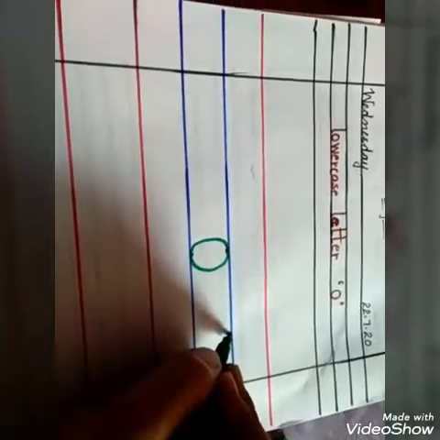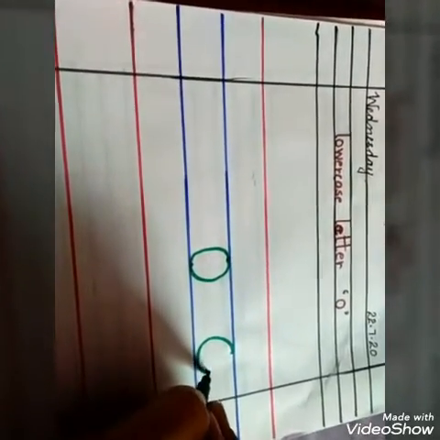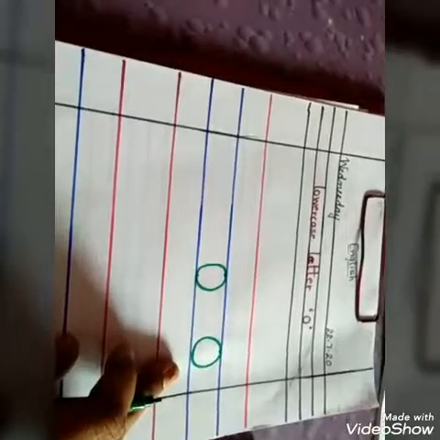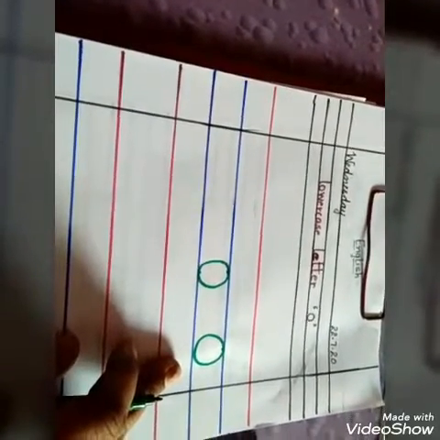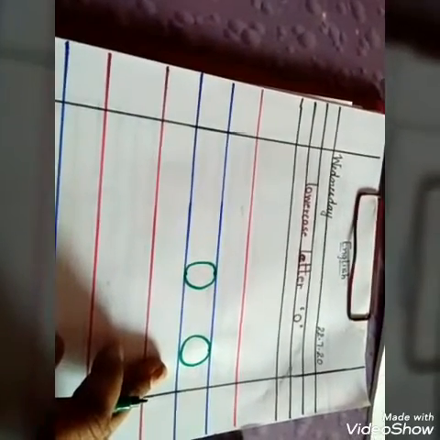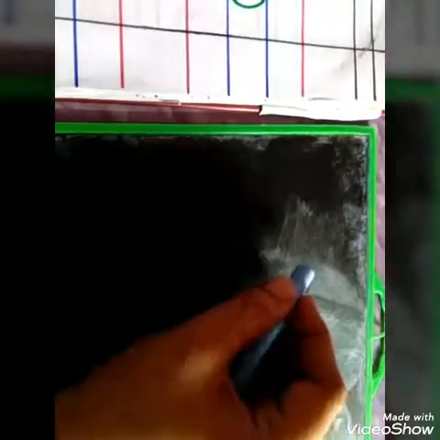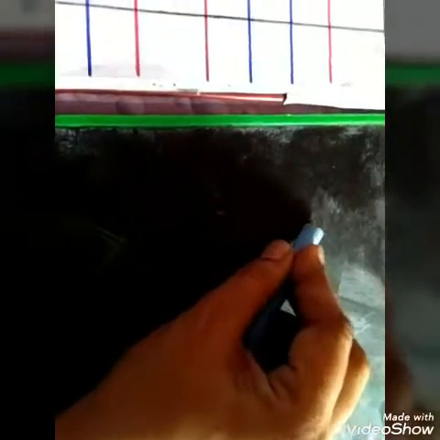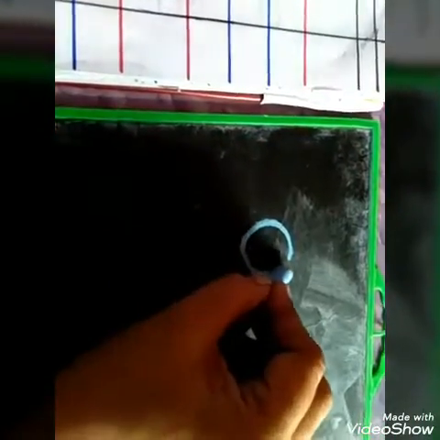Look at here once again. Start from here and complete it. Here is letter O. Just make a small circle in between two blue lines. This is letter O. Now we learn the letter O on this small blackboard. Here we go. A small circle, O.